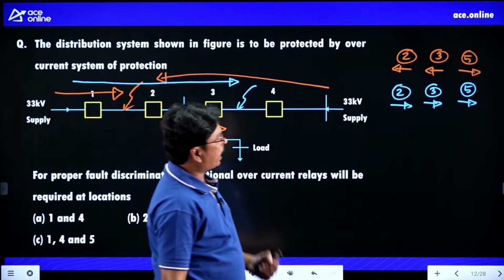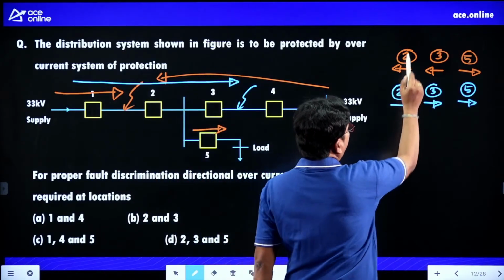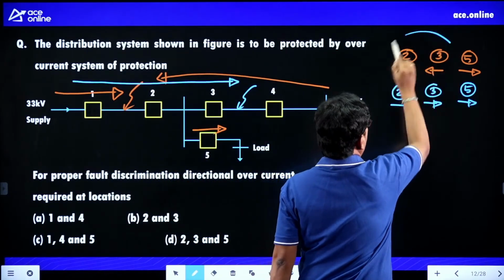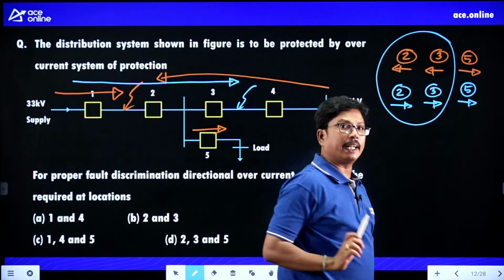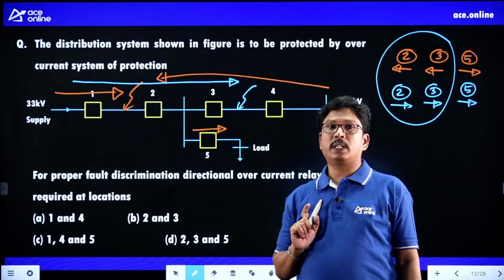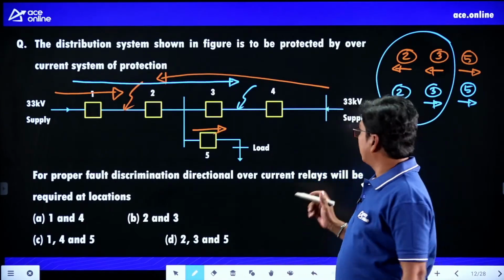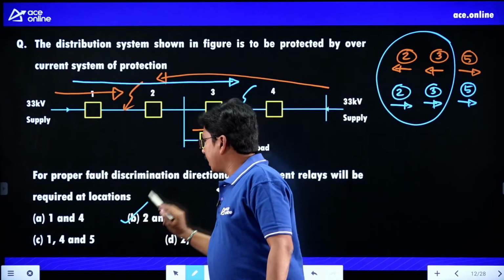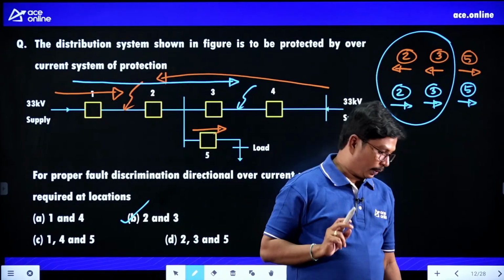current reversal? You are getting the current reversal only at 2 and 3. It is not 2, 3 and 5. Current reversal is taking place only at 2 and 3. It is not in 5. So only 2 and 3 should be the directional units.